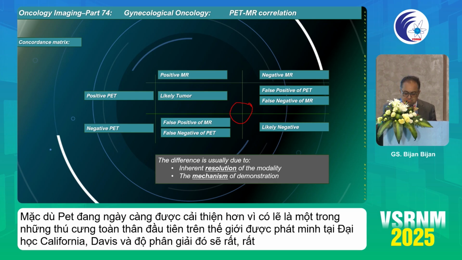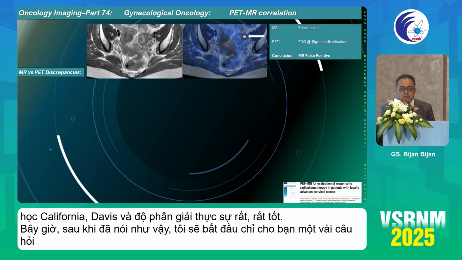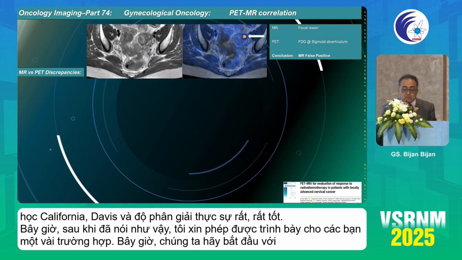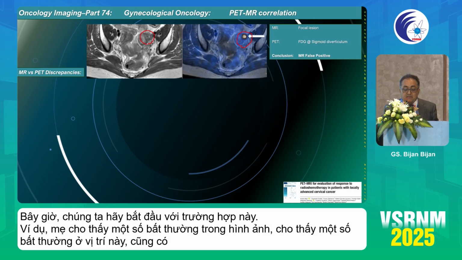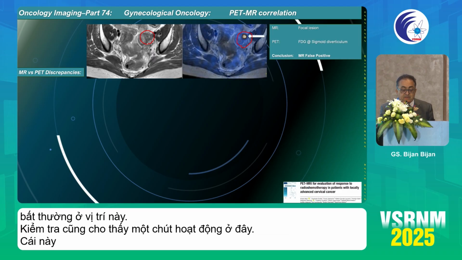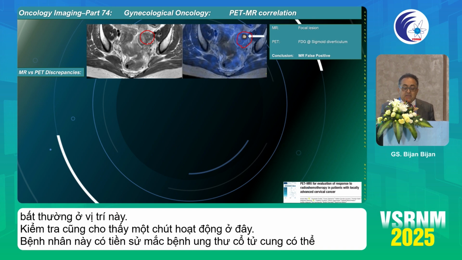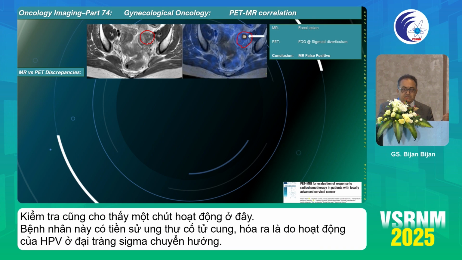Now, having said these, let me start showing you a few cases. Let's start with this case, for example. MR shows some abnormality in this location. PET also shows a little activity here. This patient had a history of cervical cancer, and it turned out to be FDG activity in a sigmoid diverticulum. So it was a false positive of MR.